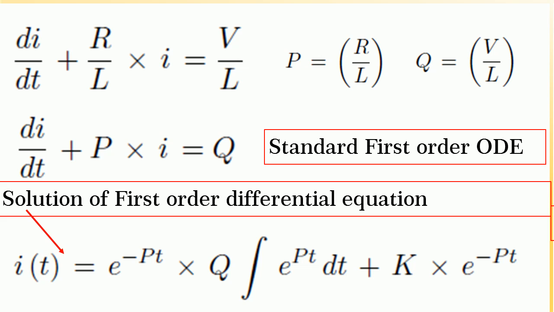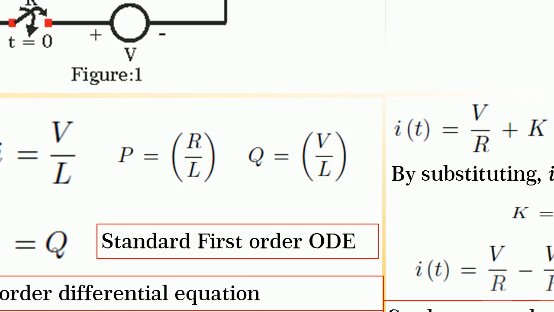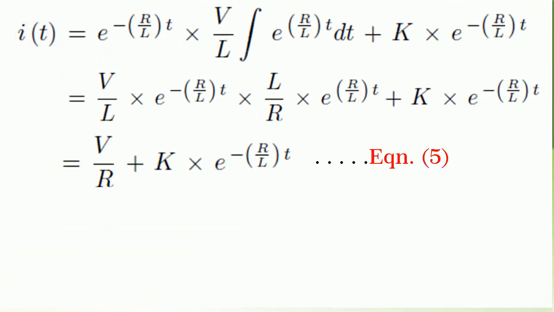By substituting the values of p and q in the equation, we get i(t) = e^(-(R/L)t) · (V/L) ∫ e^((R/L)t) dt + k·e^(-(R/L)t). Using the simple integration rule, we get i(t) = V/R + k·e^(-(R/L)t). Let it be equation 5.